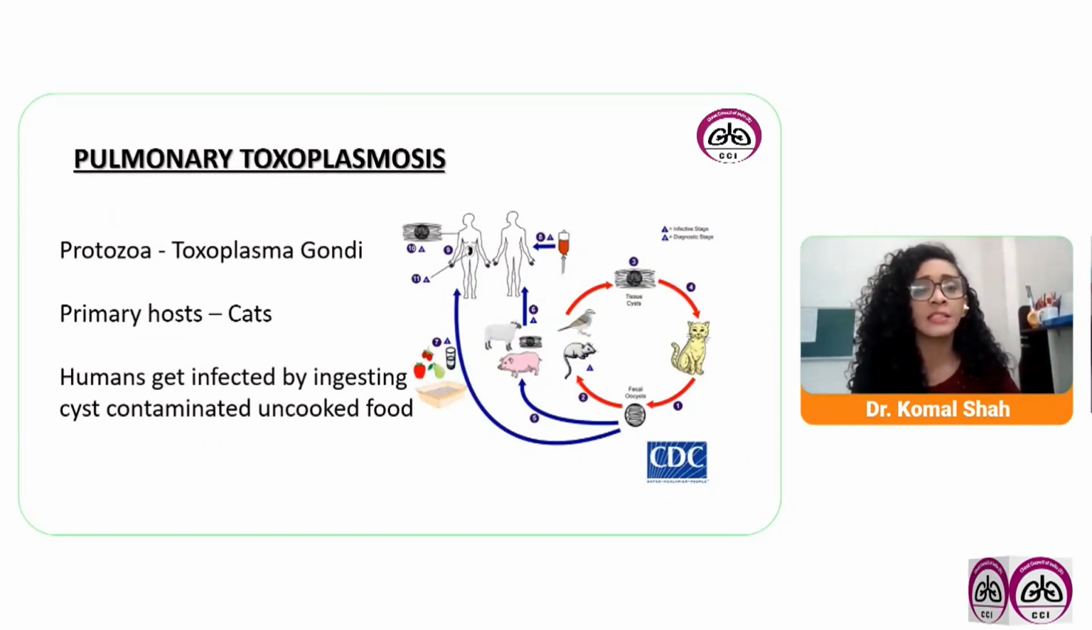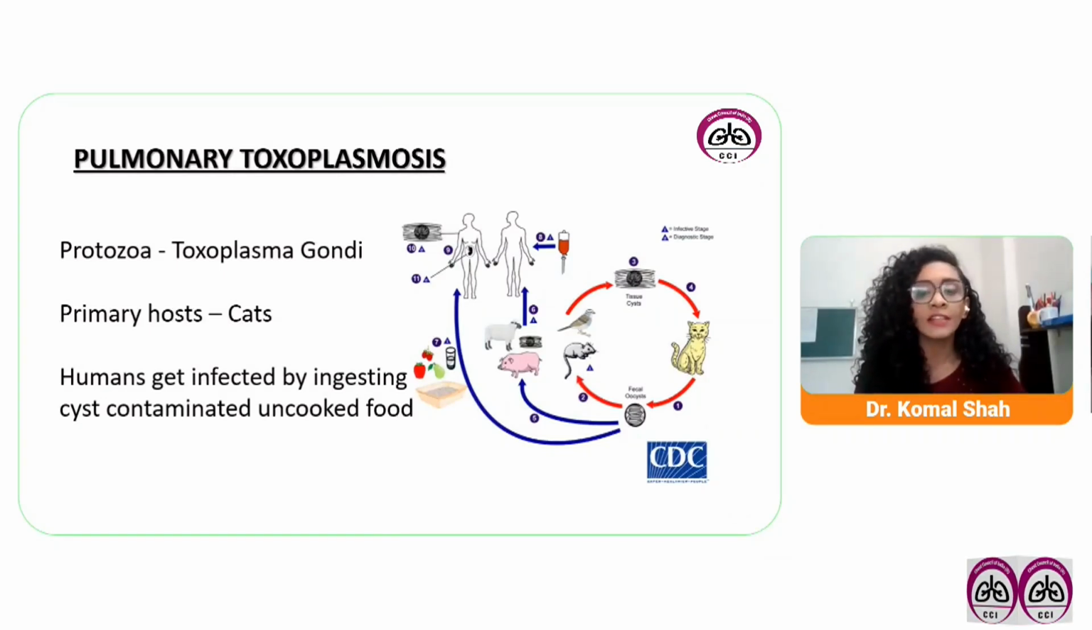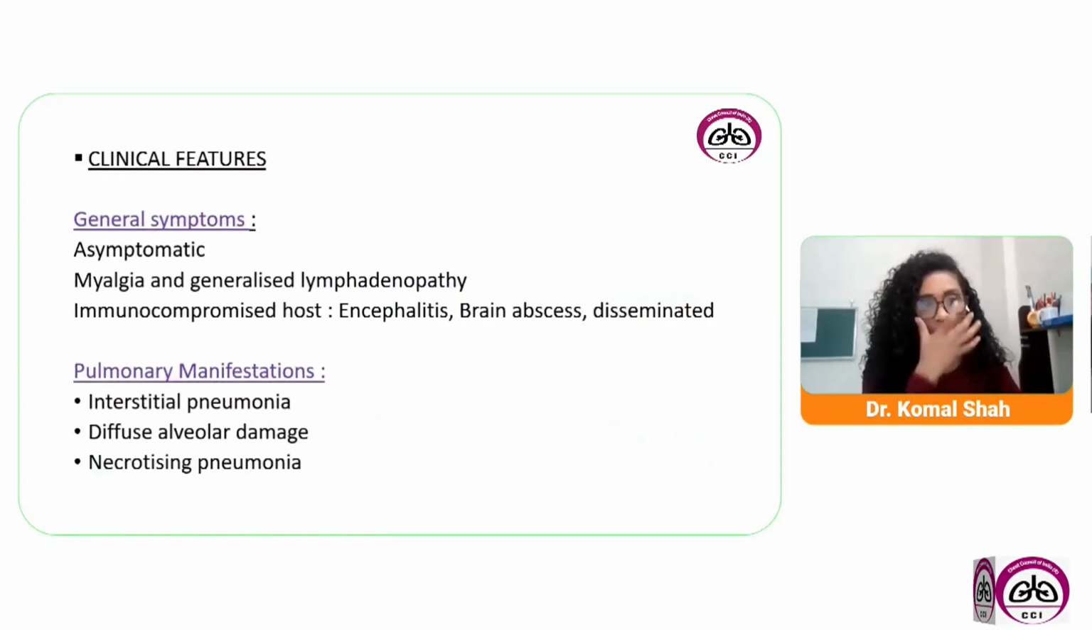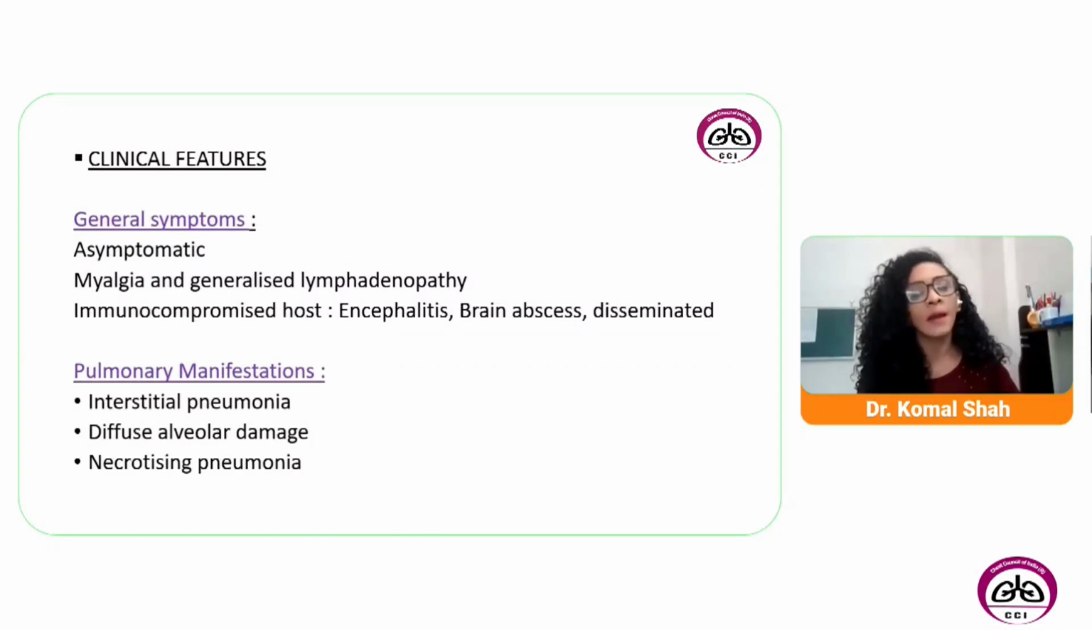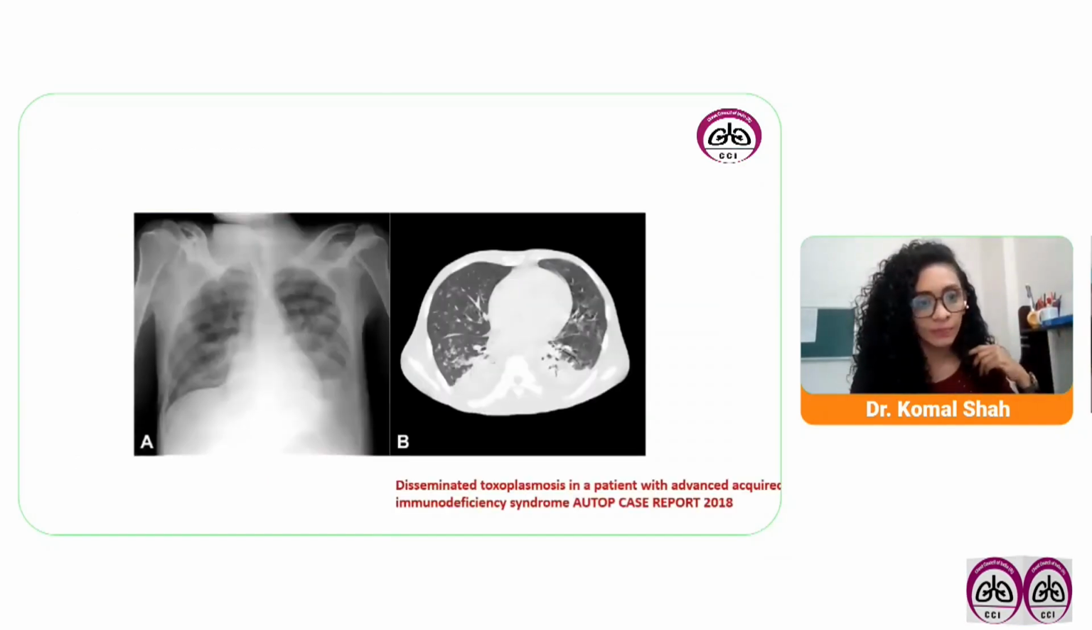And last but not the least is pulmonary toxoplasmosis. The protozoa here is Toxoplasma gondii. Primary hosts are cats, and humans get infected by ingesting cysts contaminated in uncooked food. Many patients present as asymptomatic, or with myalgia and generalized lymphadenopathy. However, an immunocompromised host can present with encephalitis, brain abscess, or disseminated infection. Pulmonary manifestations vary from interstitial pneumonia to diffuse alveolar hemorrhage to necrotizing pneumonia.